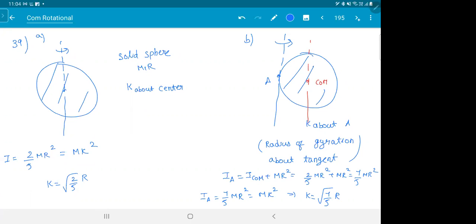Does it make sense? So you have to find whatever the moment of inertia is and equate it to mk square. If someone asks you to find the radius of gyration, they are indirectly asking you to find I. In the end you have to put I equal to mk square and get the value of k. That is the only catch.